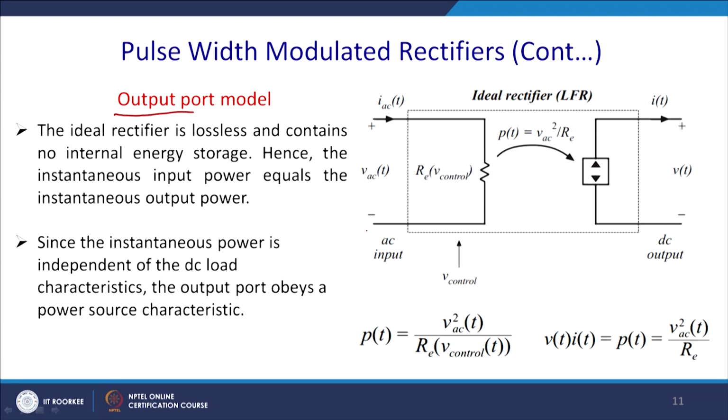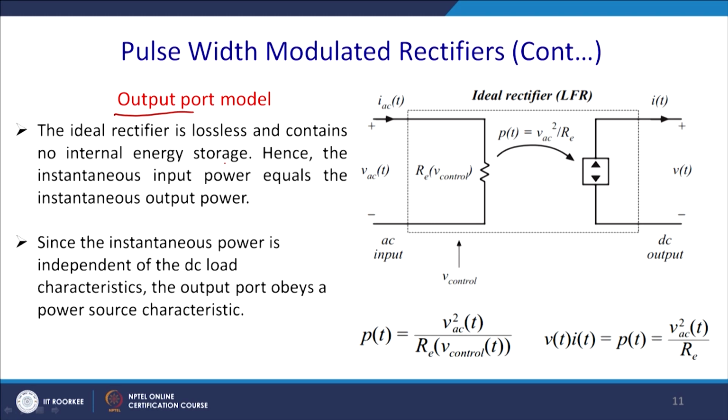So, the ideal rectifier, we shall define what is an ideal rectifier. It never happens, but we can aspire to get those things. So, this is the output model, something like you have studied in the equivalent model of the transformer. So, this is the output model.